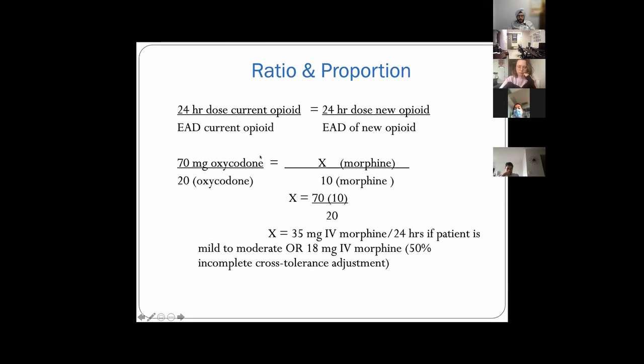And then the equianalgesic dose is 10 because that's the EAD of morphine. So you just do your math. 70 times 10 divided by 20, so you'll arrive at 35 milligrams IV of morphine over 24 hours. Now, since you're converting from oxycodone to morphine, remember, you have to adjust for incomplete cross tolerance. So you divide 35 by 50%, so you'll end up with 17.5 or 18 milligrams of IV morphine.